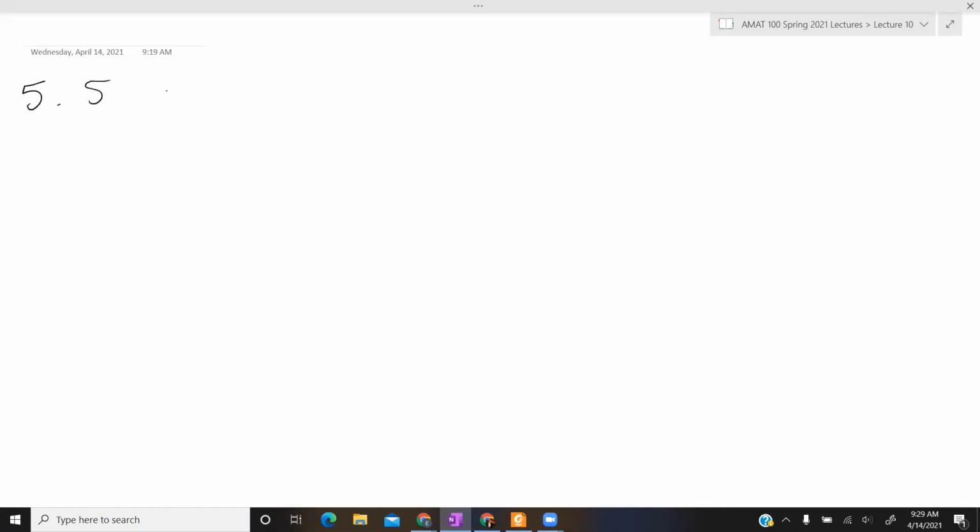Okay, in this lecture, we're going to cover section 5.5, and this will be the end of chapter 5. This is on inverse trig functions and their graphs. Let me share my screen. 5.5 inverse trig functions and their graphs.